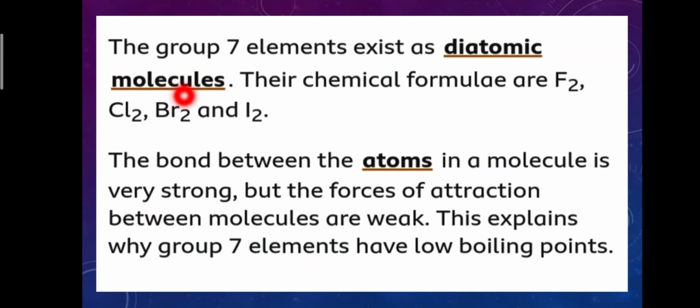The group 7 elements exist as diatomic molecules. Their chemical formulas are F2, Cl2, Br2 and I2. The bond between the atoms in a molecule is very strong, but the forces of attraction between molecules are weak. This explains why group 7 elements have low boiling points.